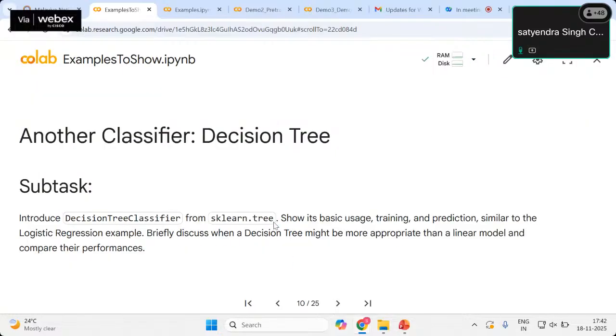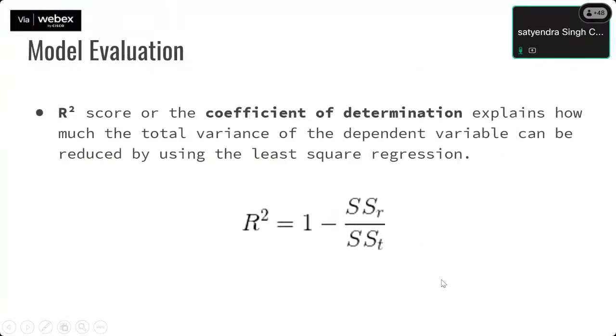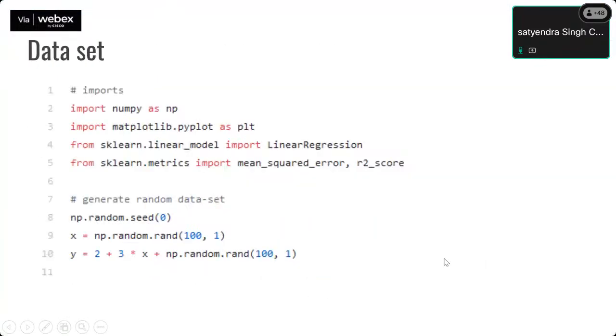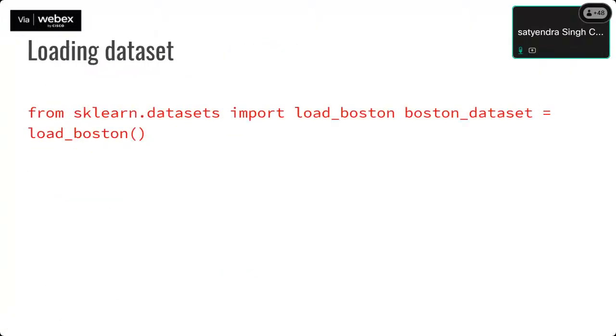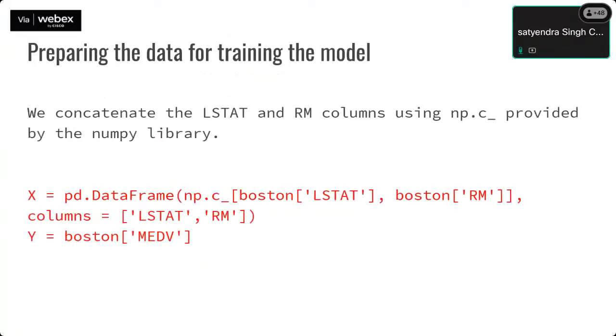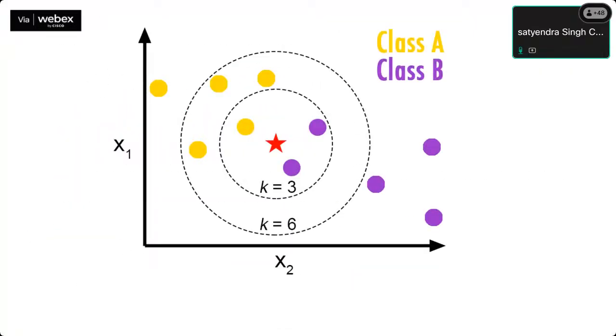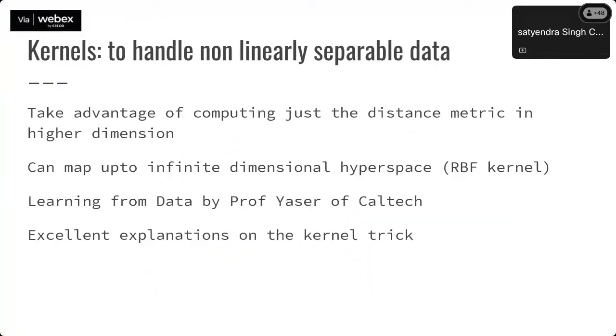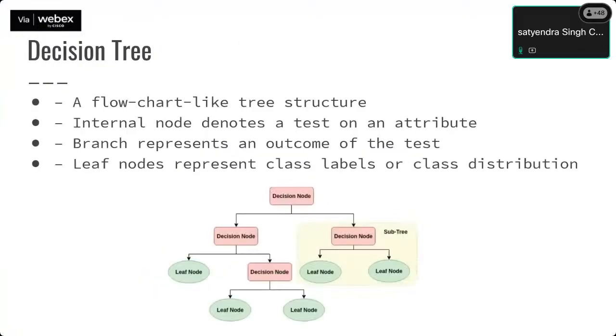Another classifier is decision tree, which comes under the sklearn tree module. Before going to it, I'll go to the decision tree theory part. I'll quickly introduce what a decision tree is.